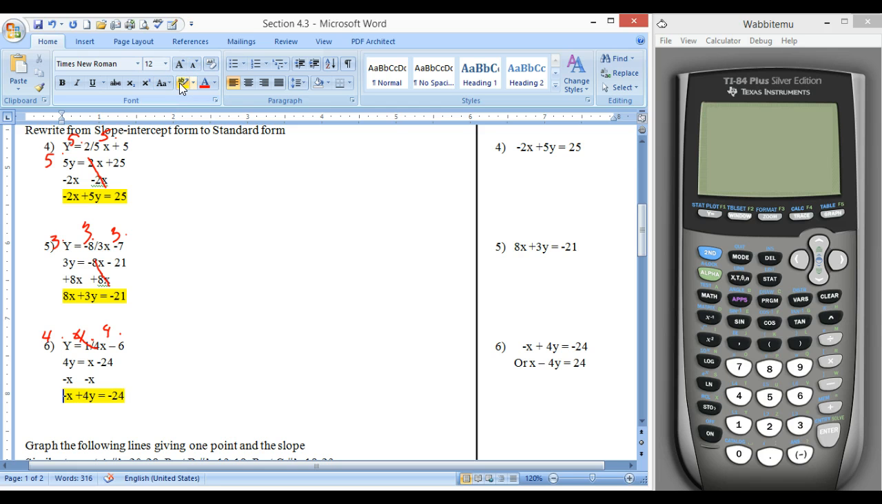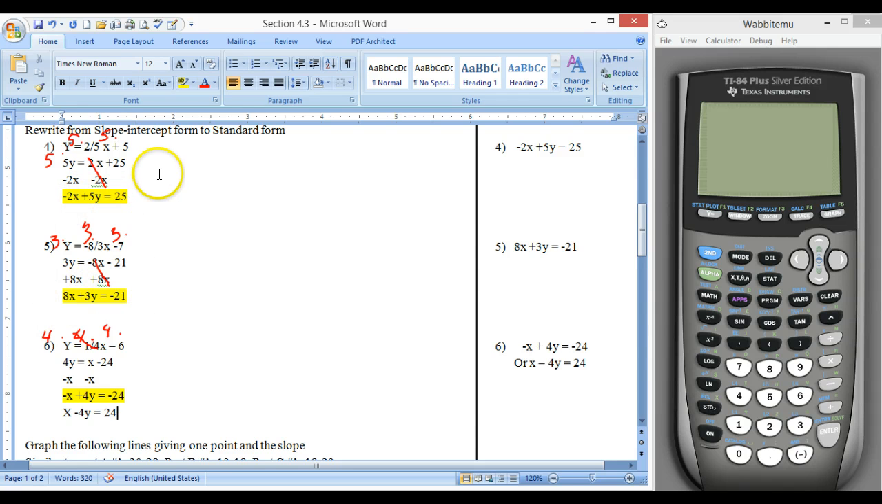Now you'll notice on my right side that I have two answers over here. I could multiply everything or divide everything by a negative, which would make it x minus 4y equals positive 24. So there's a couple of different ways depending on what different answers are available in your multiple choice. The negatives might be off slightly, but standard form, you do have to have all whole numbers.